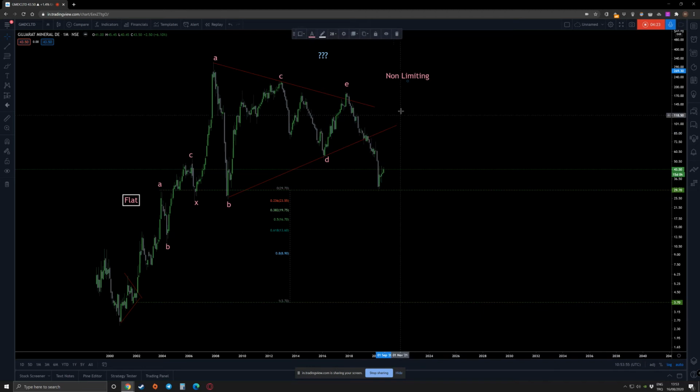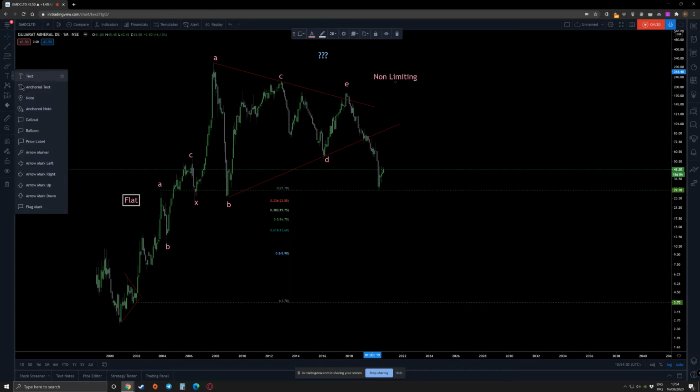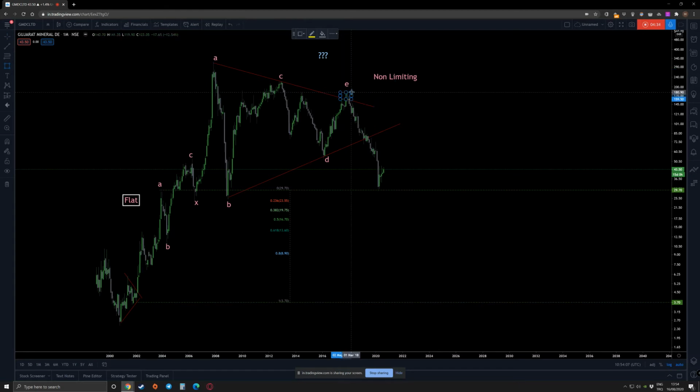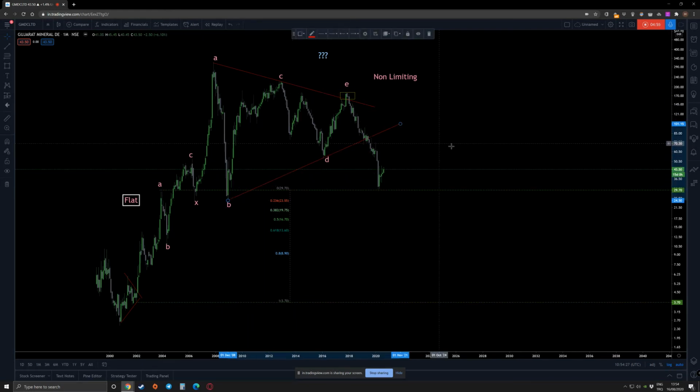And because this is a non-limiting triangle, the A and C trend line should not be clean. And look at this. When you draw the triangle from the A and C points, you have this E wave actually coming and piercing it, so it's actually breaking it. This is what it should be. It cannot be clean. This is good, I like it. Also, the B to D trend line here is clean as well. It has to be clean. This is clean too.